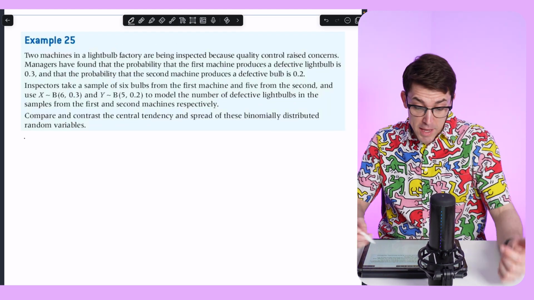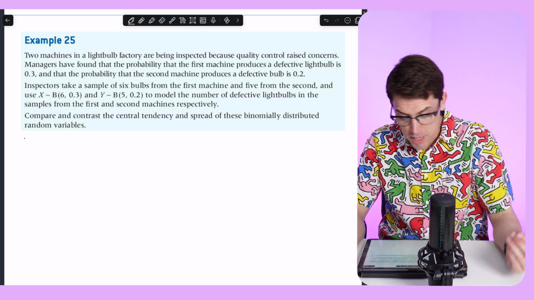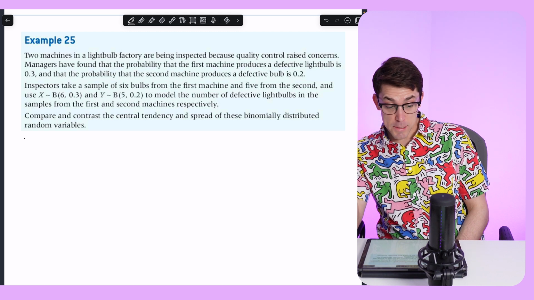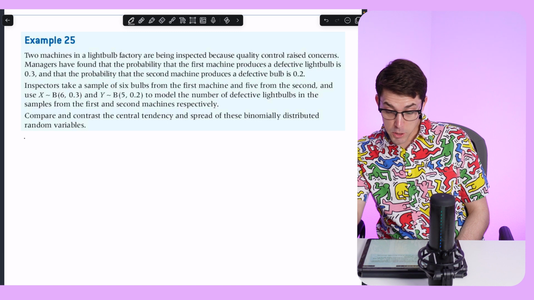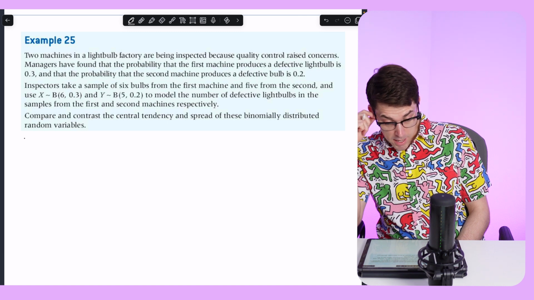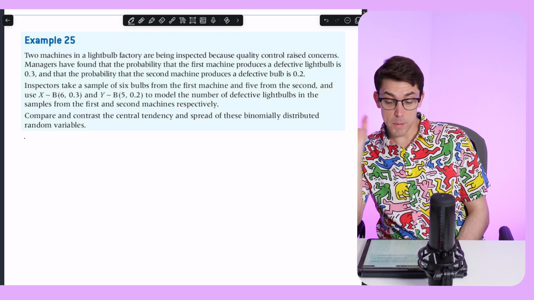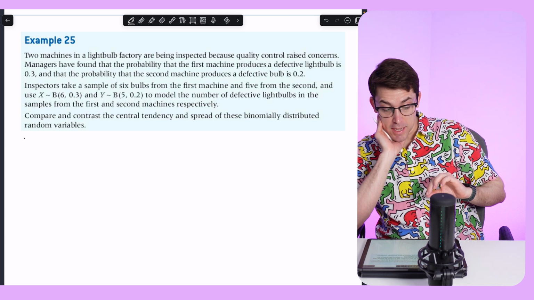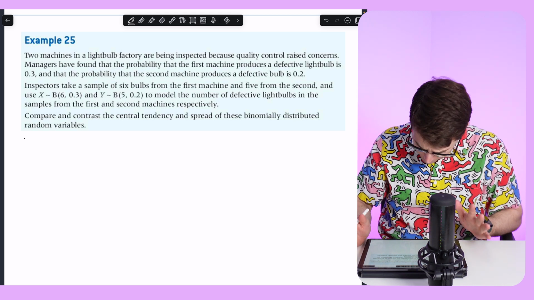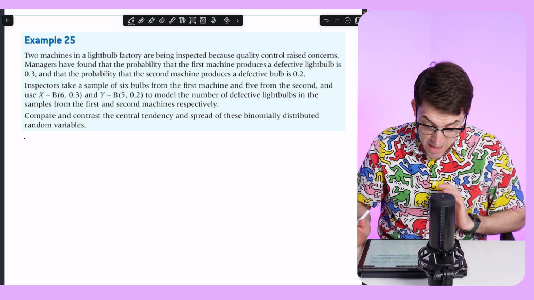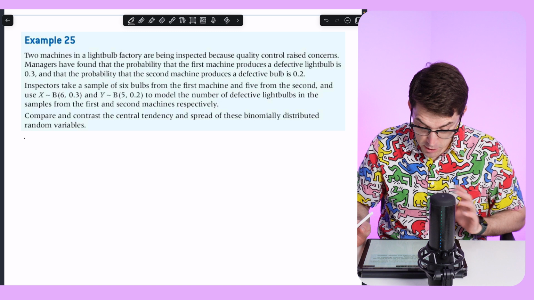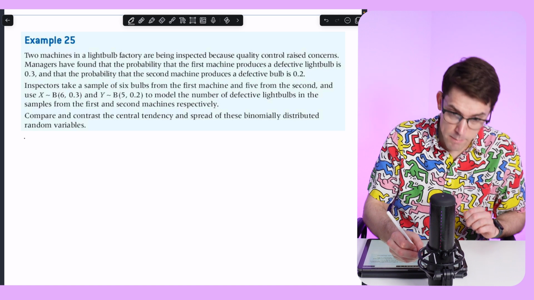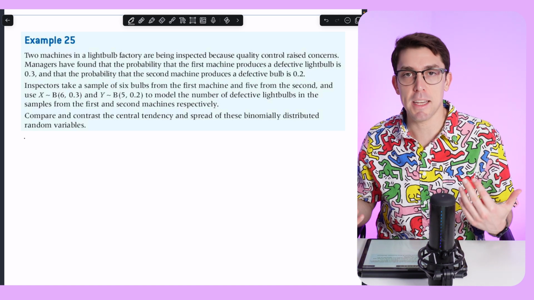Now let's take a look at a different type of example problem. This one is interesting because it's quite a mouthful to read, but it's actually not too bad. We basically have two machines that are making light bulbs whose quality is being inspected. Managers have found that the probability that the first machine produces a defective light bulb is 0.3, and the probability that the second machine produces a defective bulb is 0.2. Inspectors take a sample of 6 bulbs from the first machine and 5 from the second, and they use these two different binomial distributions to model the number of defective light bulbs in the samples from the first and second machines respectively. Let's compare and contrast the central tendency and spread of these binomially distributed random variables. So let's take a look at the expected values.